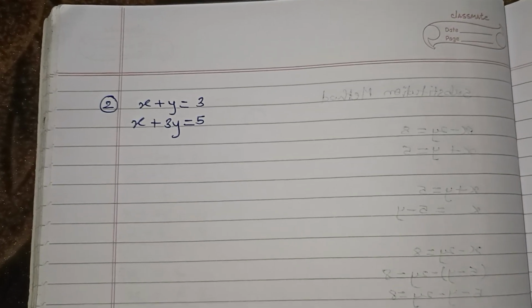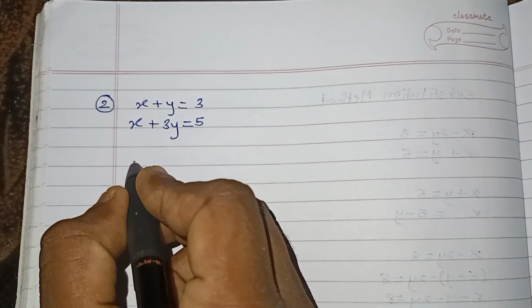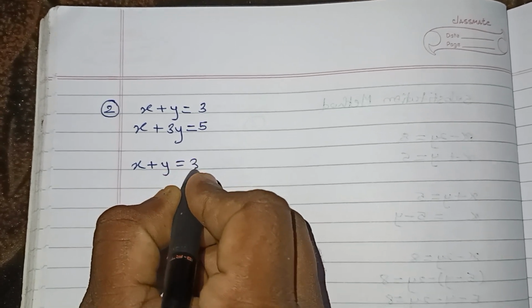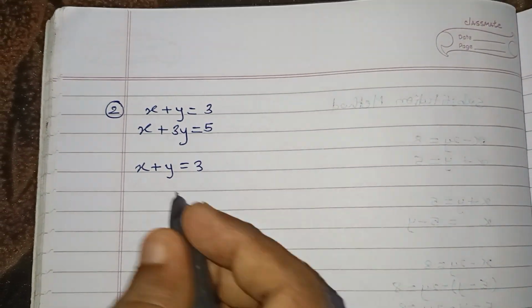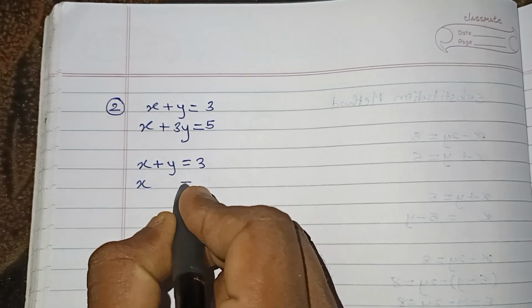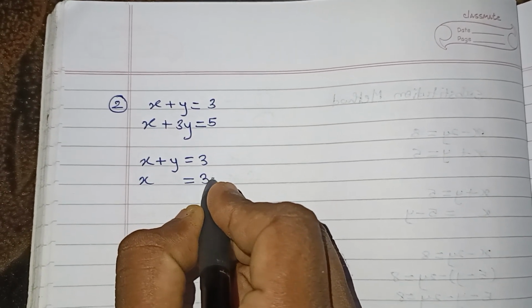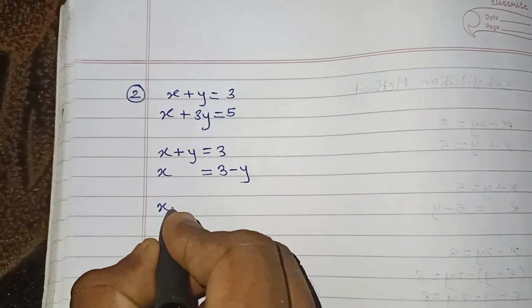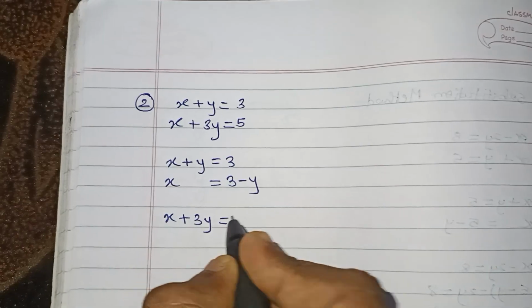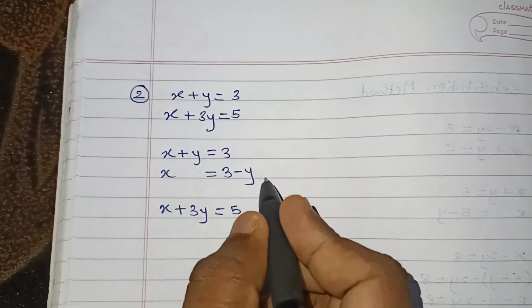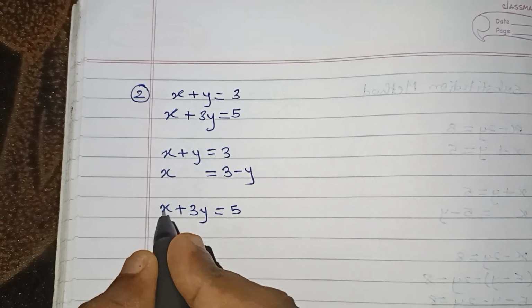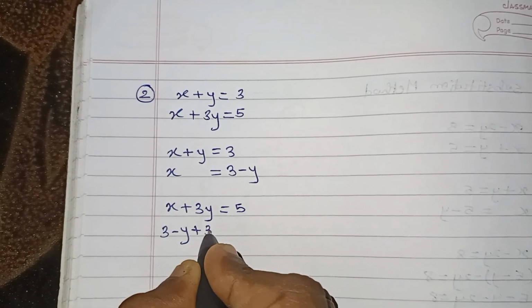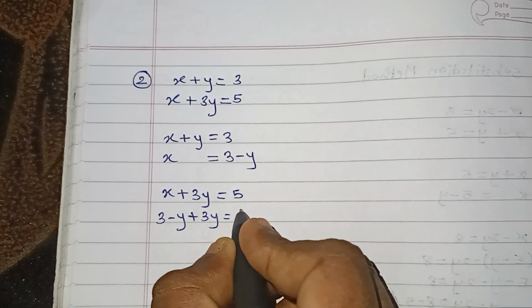I have a second problem, that is x plus y is equal to 3 and x plus 3y is equal to 5. I'll write the first equation and I'll keep the x term on one side: x is 3 minus y. So I'll substitute x in the second equation, that is x plus 3y is equal to 5. In place of x I substitute 3 minus y: 3 minus y plus 3y is equal to 5.